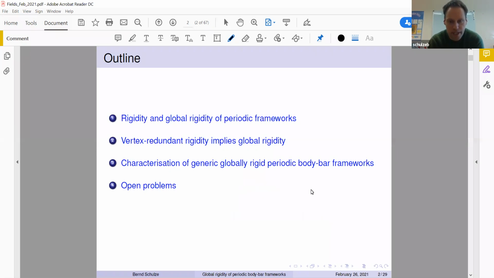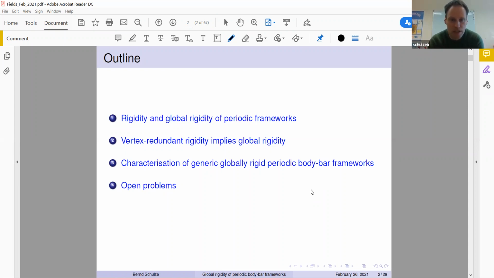So this result says that vertex-redundant rigidity for generic periodic frameworks implies their global rigidity. So this is a periodic analog of a recent result of Schulze and Tanigawa, who proved this for finite frameworks. And this is a very useful observation, and we managed to adapt this to the periodic setting.